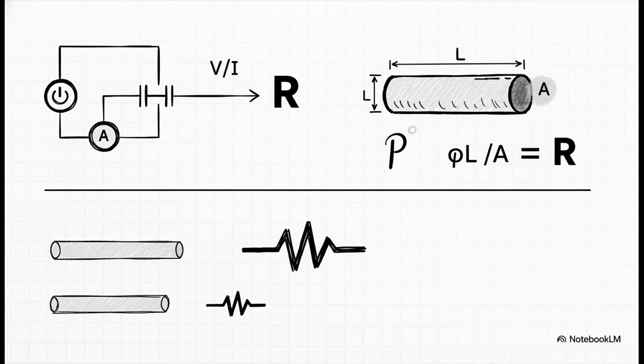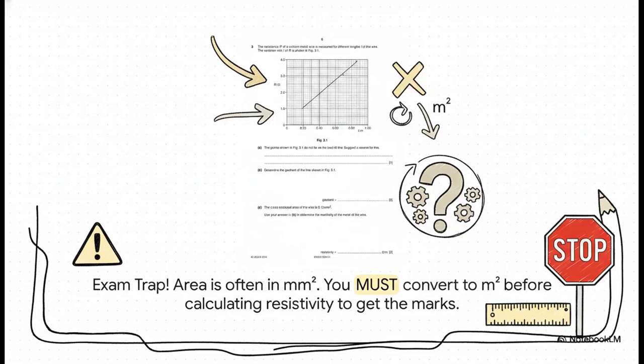Simple as that. And here is another absolute classic trap, taken straight from an exam paper. They'll give you the cross-sectional area, but often they'll give it to you as a diameter or radius in millimeters. You must remember to first calculate the area using πr², and then convert your units from square millimeters to square meters. Forgetting either of those steps is a guaranteed lost mark.